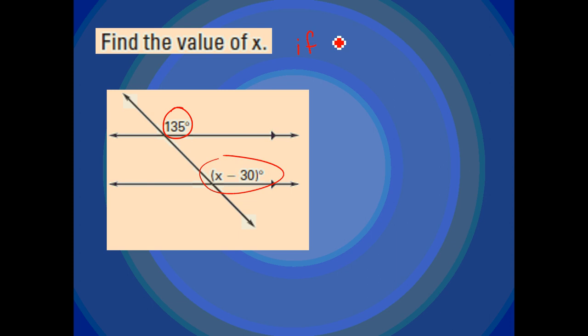So if parallel lines, corresponding angles are congruent. Well, congruency means that they equal each other. So if they're congruent, I know that these two things are equal. So since they are equal, I can go ahead and set them equal to each other and then solve it. So if I add 30 to both sides, I find out that x in this situation would have to equal 165.